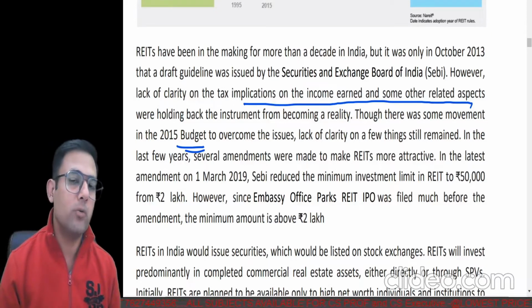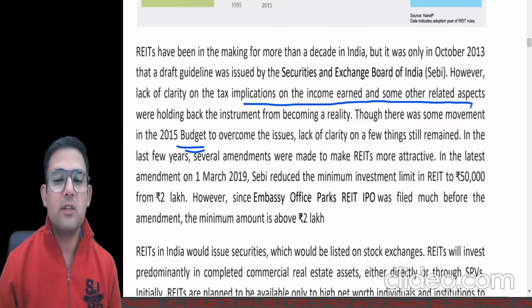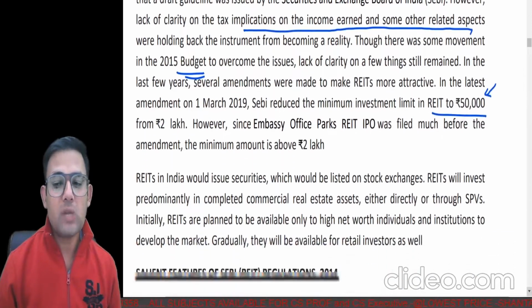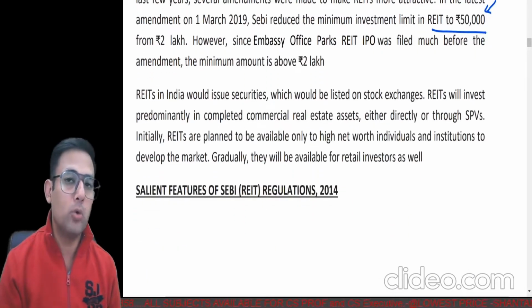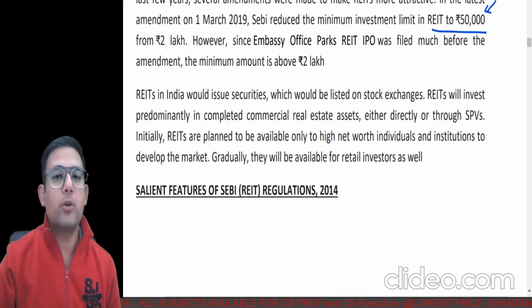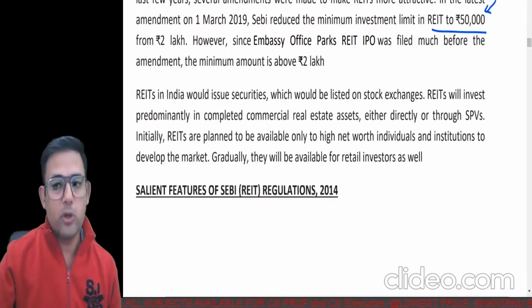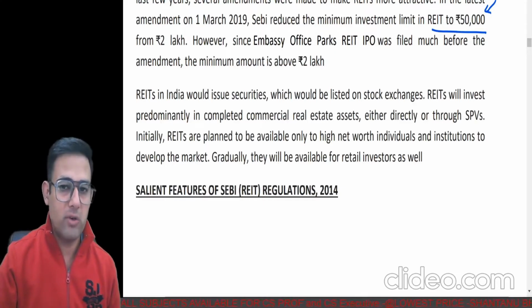The first thing the government did to make sure REIT can be successfully utilized, and more and more people can be attracted, was this: the initial minimum investment in REIT prior to 1st March 2019 was 2 lakh rupees. The government reduced it to rupees 50,000 rather than 2 lakhs. This way, a lot of people who had less than 1 lakh rupees and were not able to invest in REIT because the minimum was 2 lakh rupees now also got the opportunity to invest.